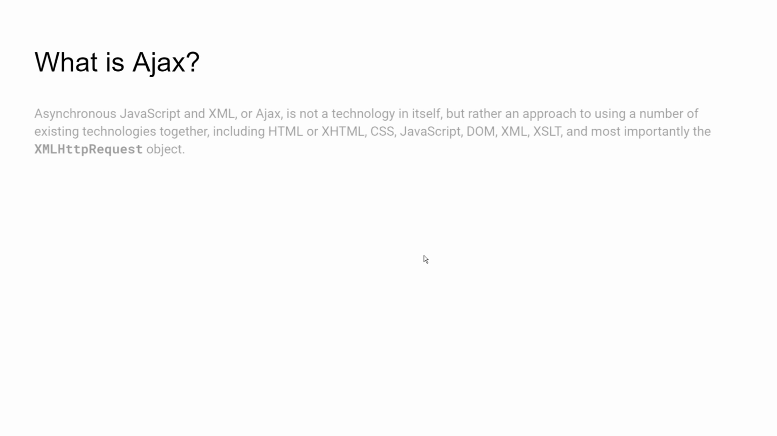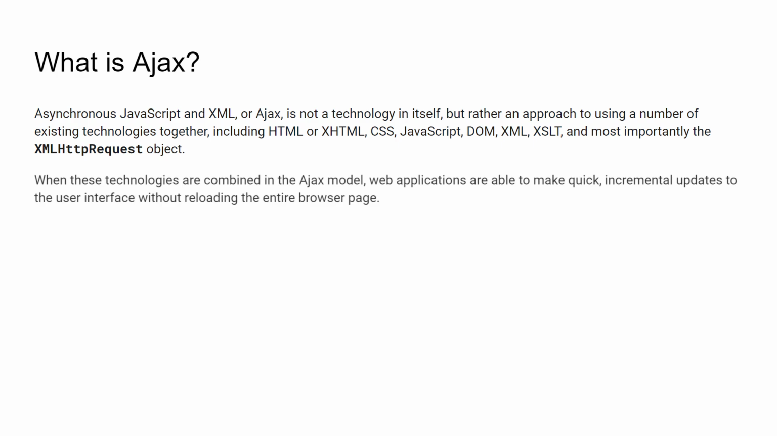Asynchronous JavaScript and XML, or AJAX, is not a technology in itself, but rather an approach to using a number of existing technologies together, including HTML or XHTML, CSS, JavaScript, DOM, and so on. And most importantly, the XMLHttpRequest object. We will use that practically to get the country's result inside our page, right? I will give you an example of how you can use that.